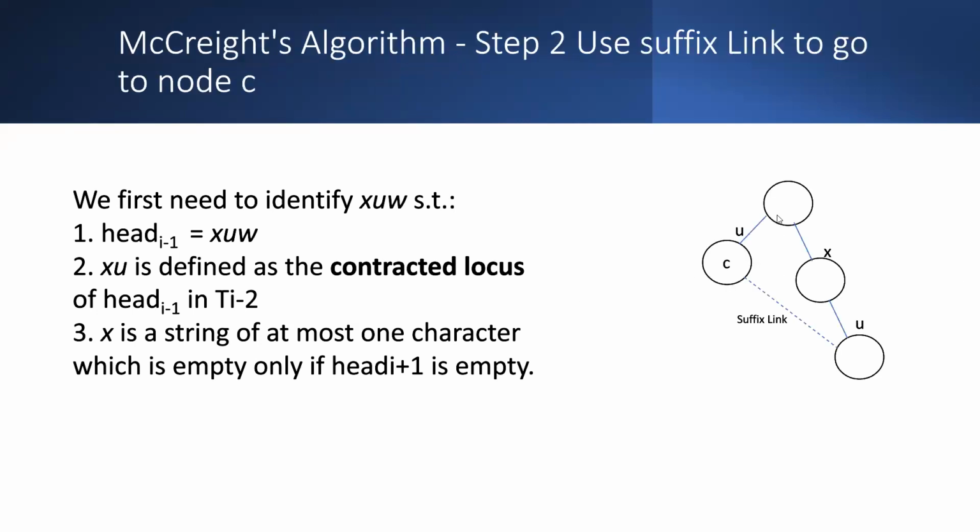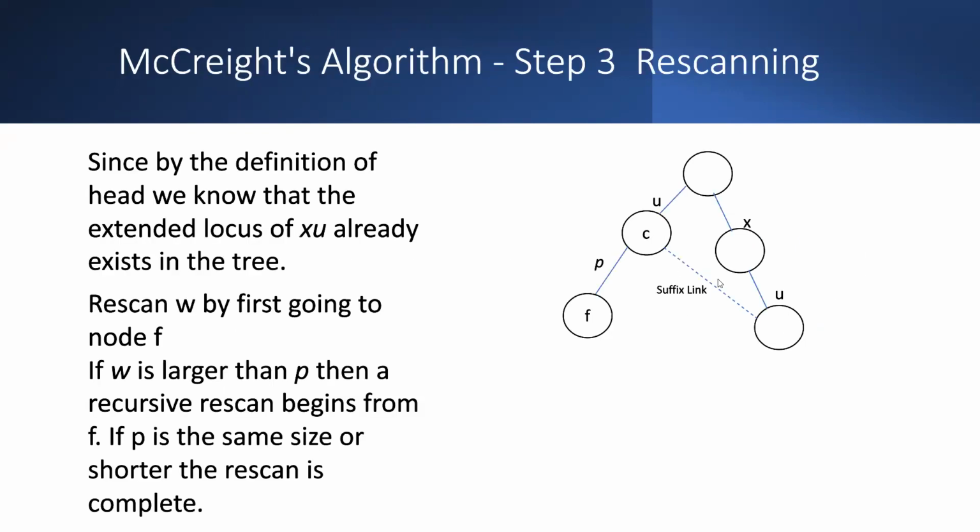So if we see here, what we're going to do is find XU here, and then create a suffix link to the prefix here, which is U, which we're going to label as C. What it's going to enable us to do is jump to this node here and start doing the next step, which is called rescanning.